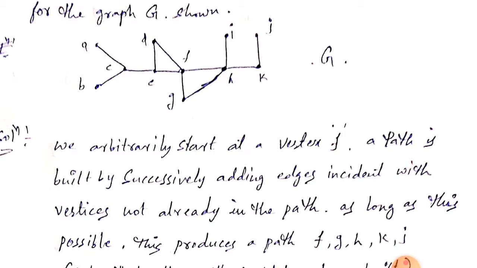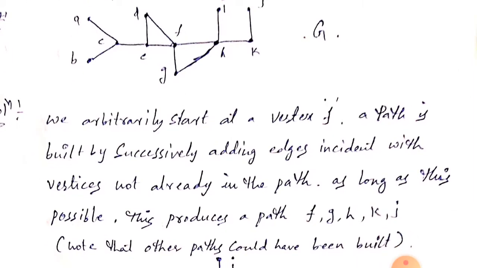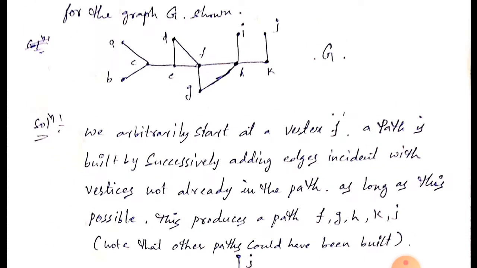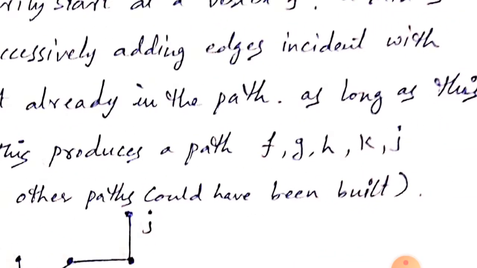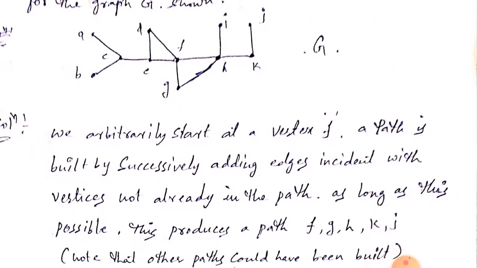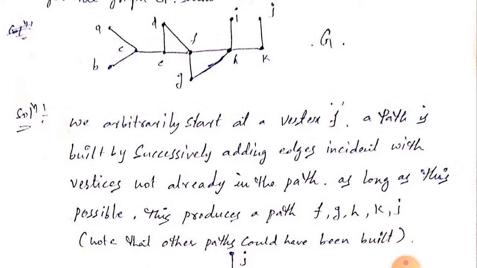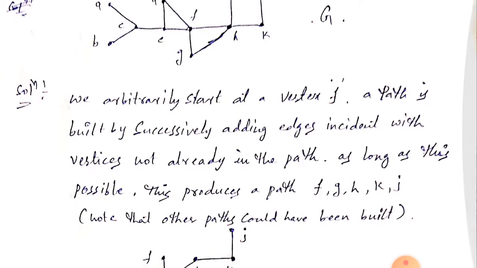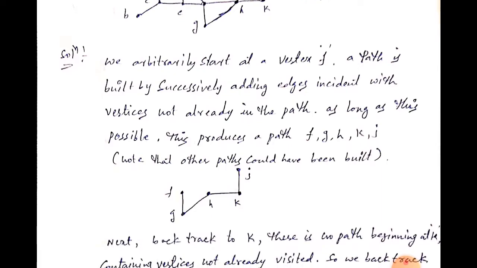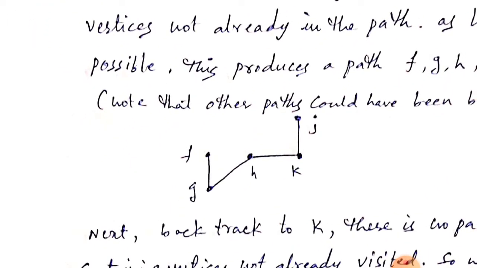Now observe, this produces a path like this: F, G, H, K, J. From F to G, G to H, H to K, K to J. We are taking the vertices like this as long as possible. Of course, we can choose another one also. Note that other paths could have been built, but I am choosing this way. So after choosing like that, we will get the tree like this.